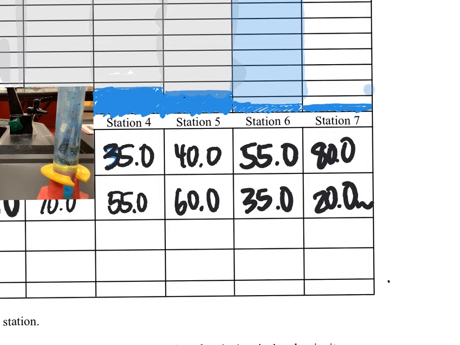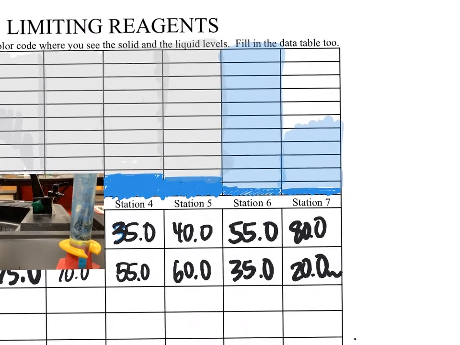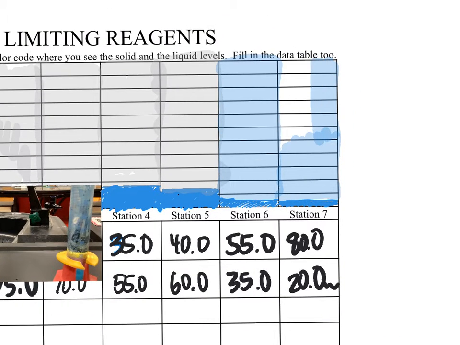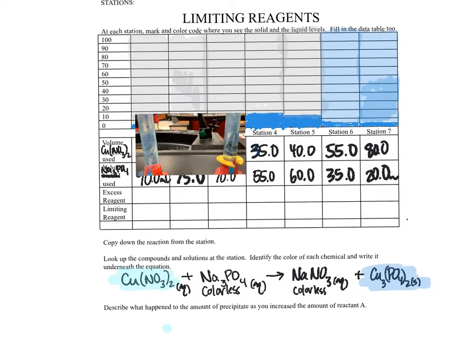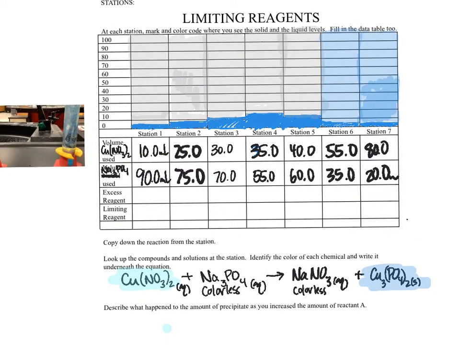And then we've got a lot right here. And it's going to be blue. And in fact, it's a little bit of a darker blue. It was even harder to see. All right, so what we want to do now is look at what was our excess and what was our limiting reagent.